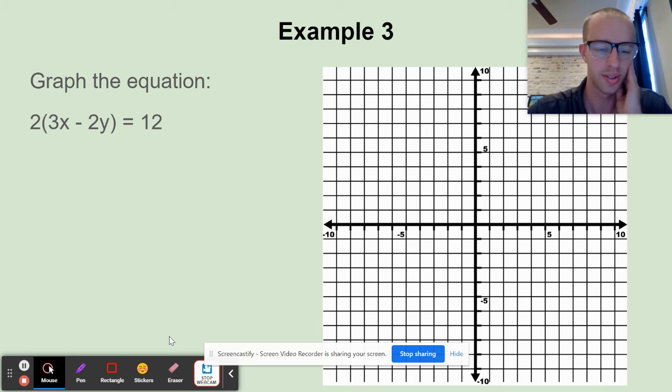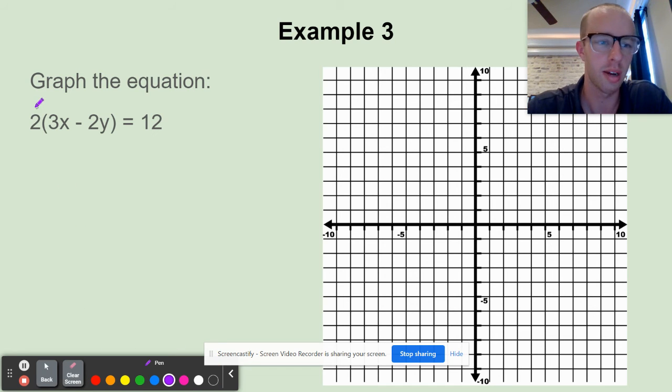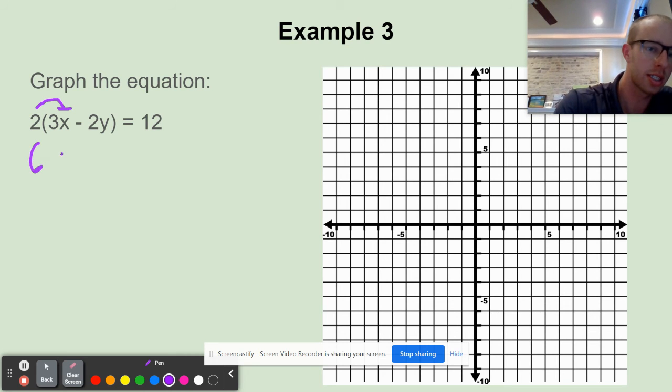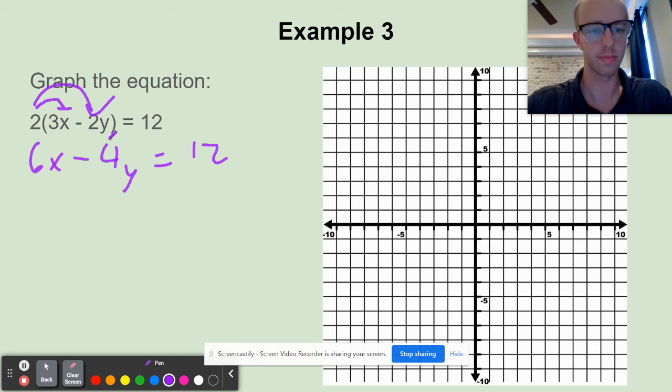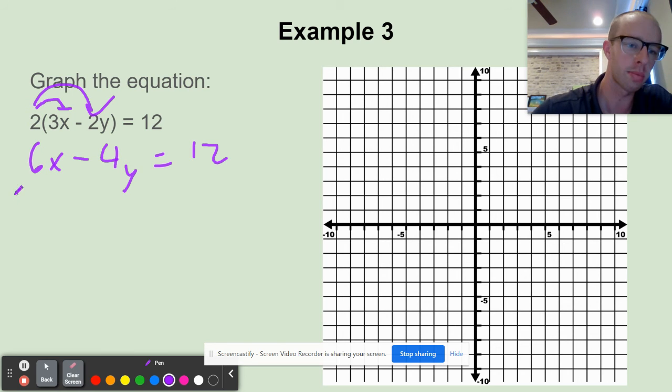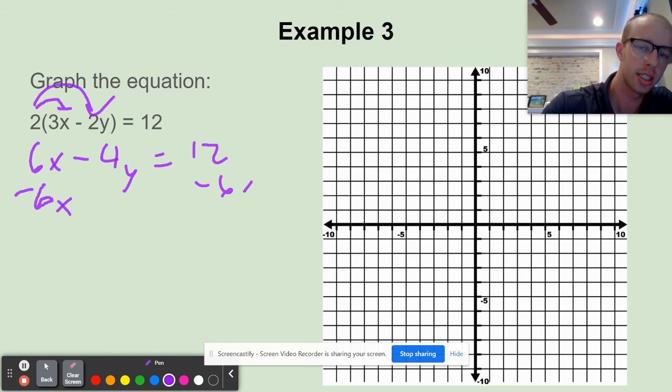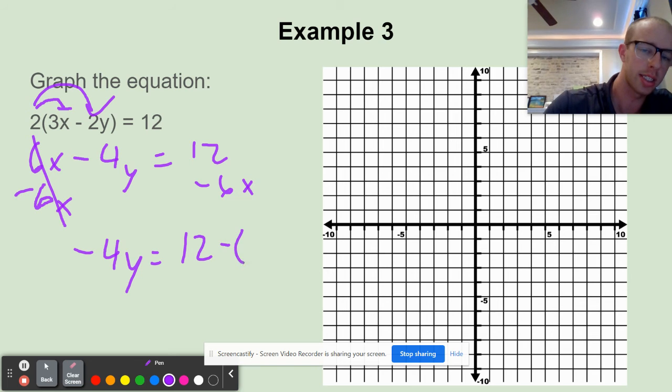This time, let's do a little distribution first. I'm going to start by multiplying 2 times 3x. Get 6x minus 4y equals 12. So now I'm going to have to solve. I'm trying to get this y by itself here. I'm going to start by getting rid of this positive 6x. To do that, I do a minus 6x to both sides. These cancel. I get negative 4y equals 12 minus 6x.